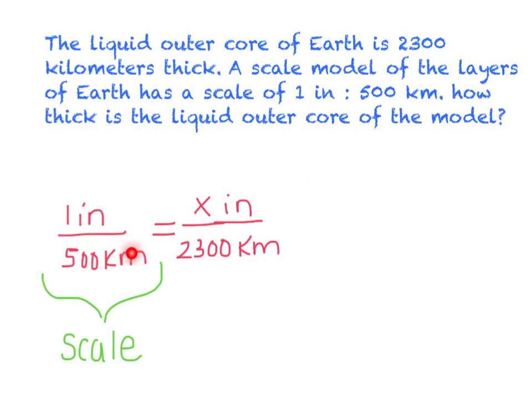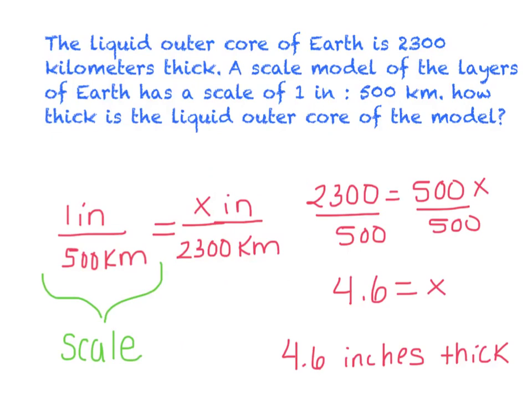So first we would do 500 times x is 500x, and then 2,300 times 1 is 2,300. So I get this equation. To solve for x, I'm going to divide both sides by 500 and get 4.6 is x. So the outer core of Earth is 4.6 inches thick for this scale model.